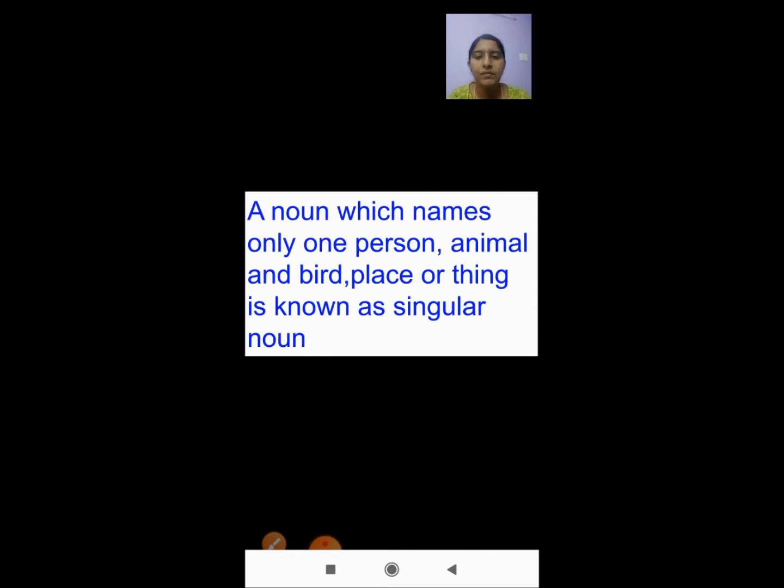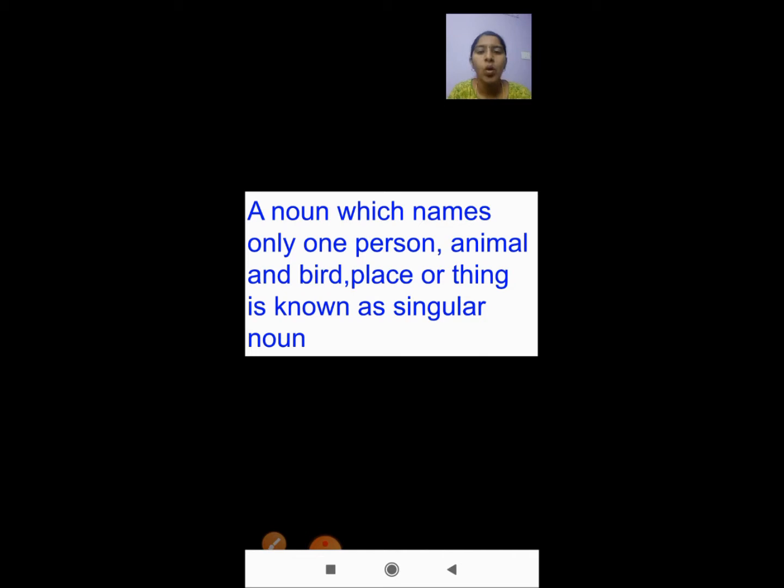So to start with, first we have to know what are singular noun and plural noun. There are two types of noun here: singular and plural. First one is singular noun. What is a singular noun? A noun which names only one person, one animal, bird, place or thing. If it is representing only one, then that noun is known as singular noun.